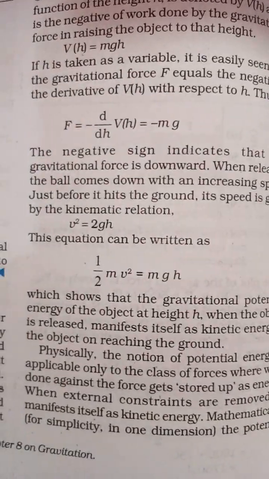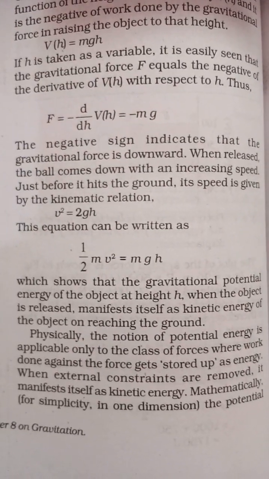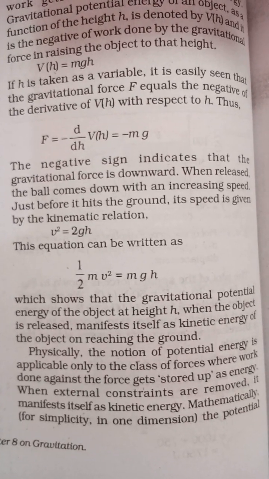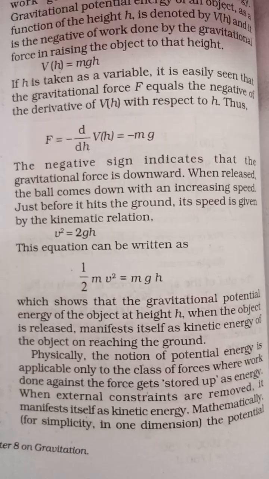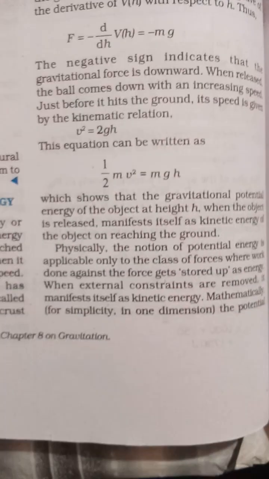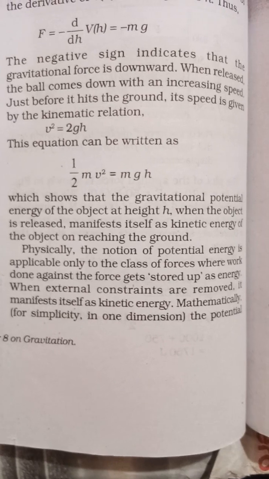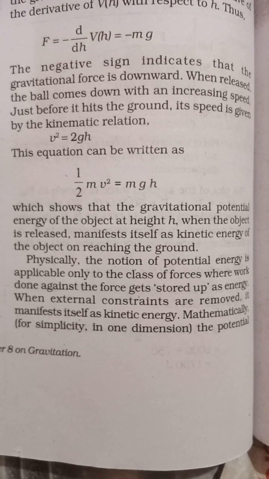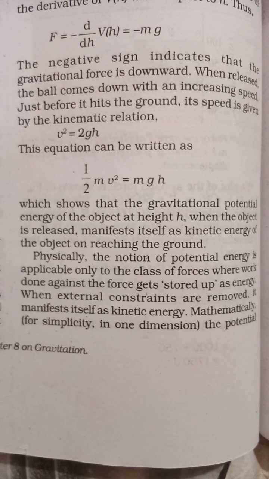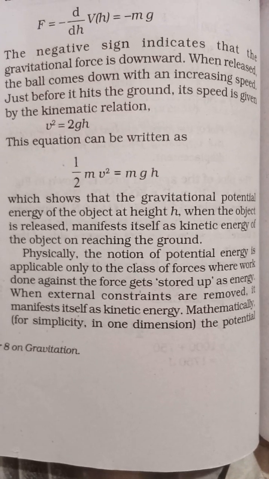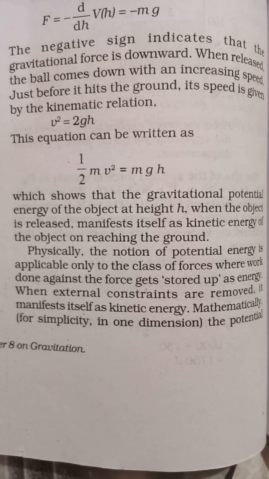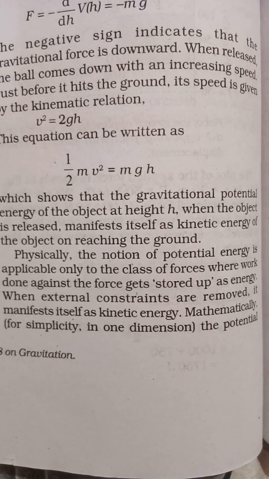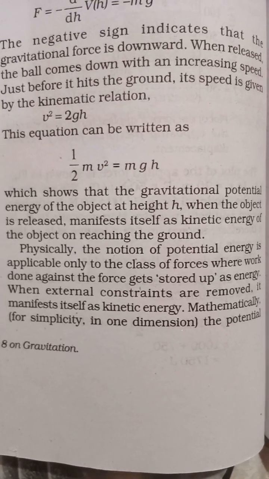When released, the ball comes down with an increasing speed just before it hits the ground. The speed is given by the kinematic relation v square is equal to 2gh. The equation can be written as half mv square is equal to mgh, which shows that the gravitational potential energy of the object at height h, when the object is released, manifests itself as kinetic energy of the object on reaching the ground. Physically, the notion of potential energy is applicable only to the class of forces where work done against the force gets stored up as energy. When external constraints are removed, it manifests itself as kinetic energy.